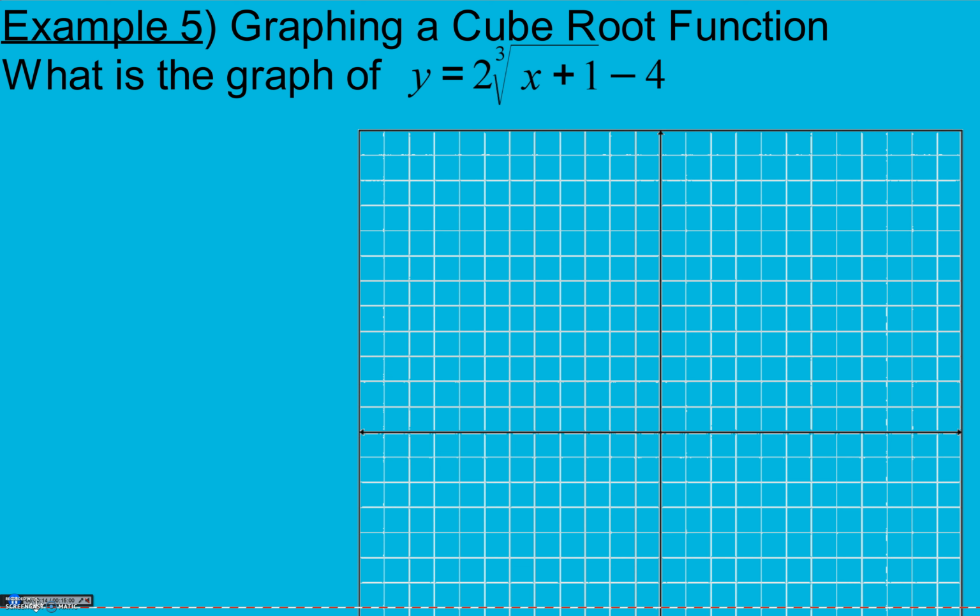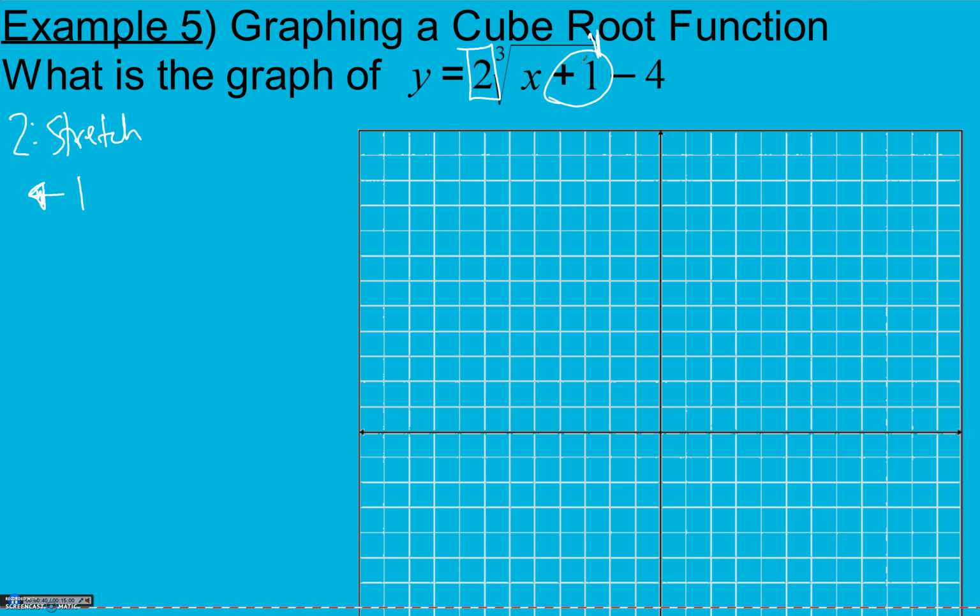We're going to start this off similarly to how we did the square root functions, quadratics, absolute value, any of them that we've done so far, by finding our transformations. My 2 is going to be a stretch. My 1 means I'm going to go left 1, because it's a plus and it's inside the root. It's left and right. I'm going to go minus 4, which means down 4. And keep in mind, all of this is based off a cube root function.